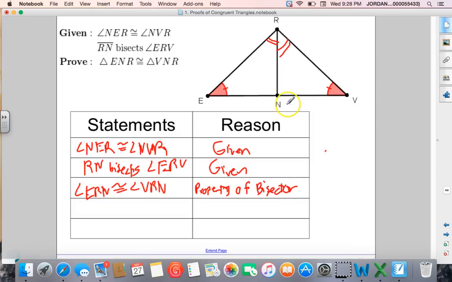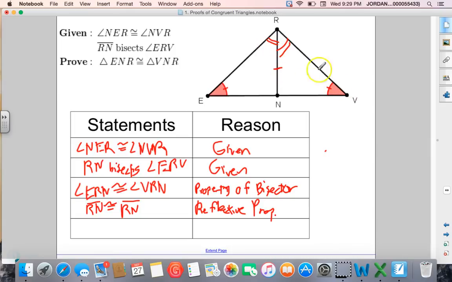Alright, so what else do we know? Well, we know that this side is going to be congruent to itself. Okay, so we can say RN is congruent to RN. And we don't need to switch the letters because in both triangles we're going from the angle that has 2 marks to the angle that doesn't have any. So it's going to be the same. So RN equals RN, and that again is the reflexive property, whenever something is equal to itself.